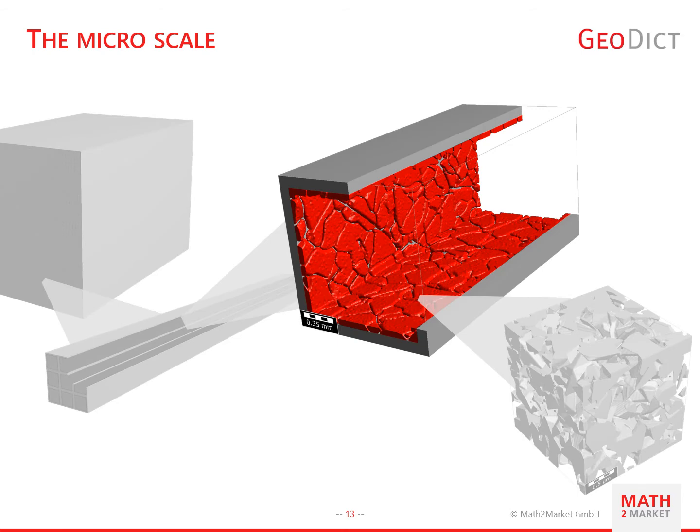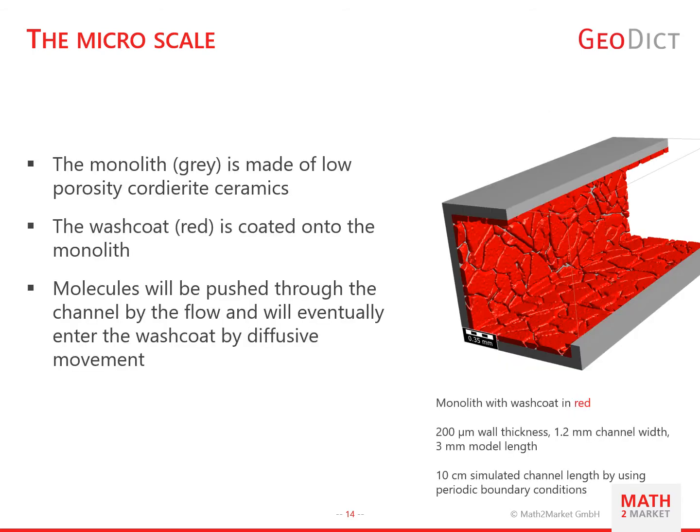Okay, now we are coming to the microscale. At first, we have a look at our new structure here. We have a monolith with Washcoat in red. So the structure that we have seen in the last slides is now inside this red material, and we have a totally different scale here. Our channel is 1.2 millimeters channel width and height, and channel length is 3 millimeters. Also, this model is 3 millimeters long.